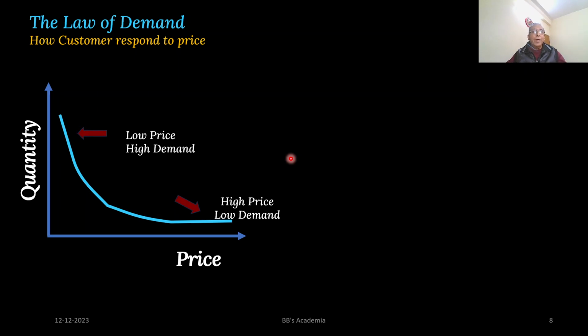Whereas in the upper area, especially in that area, if you see that, you can see the low price and high demand. That is the character. Whenever the price is high, demand is low. And whenever price is less, demand is very high. That is the nature of the customers' selling or purchasing strategies.